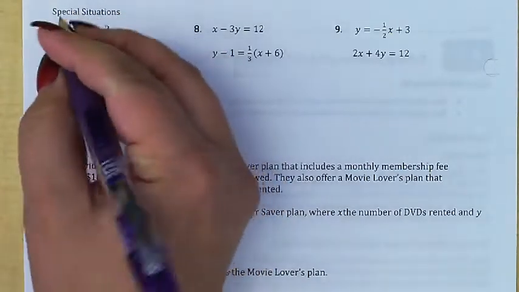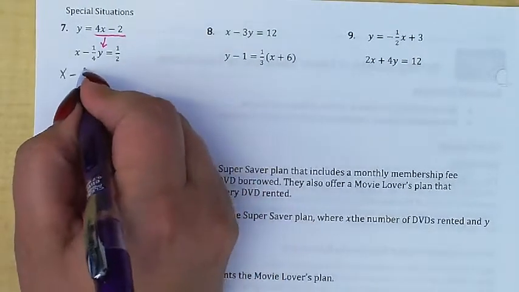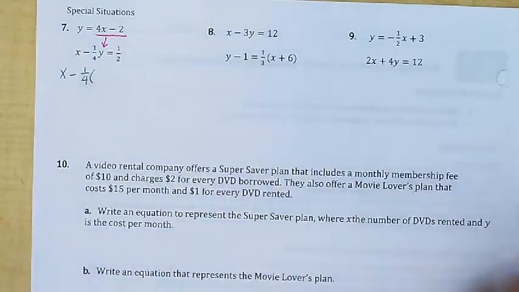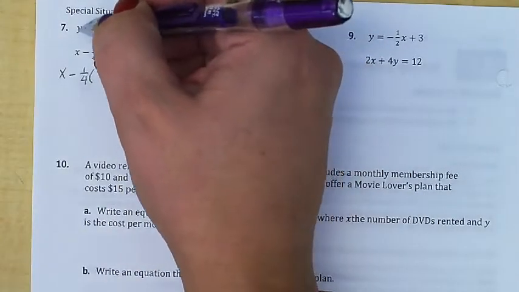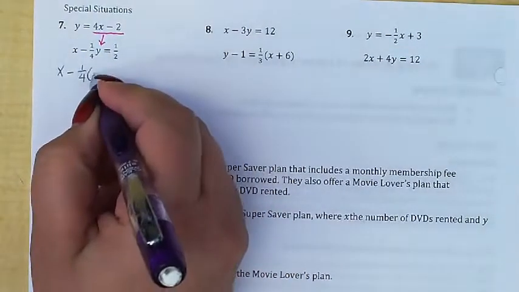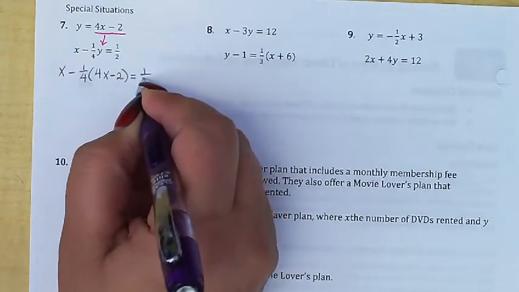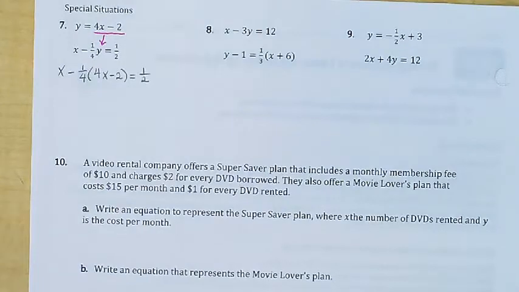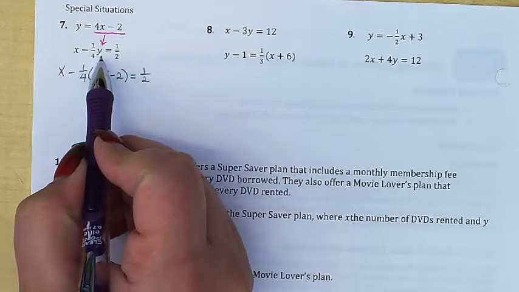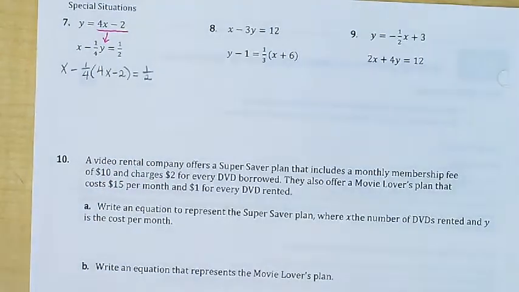So I'm going to recopy this equation: x minus 1/4, but instead of writing a y like they did, I'm now going to insert in that place this expression that I know is equivalent to y. So these guys are equal to each other, and that's going to go in here. I'm going to insert that 4x minus 2, and that's equal to 1/2. Okay, so we practiced that in class today, and all I've done is replace the y with this equivalent expression, and then equals 1/2. Everything else is the same.